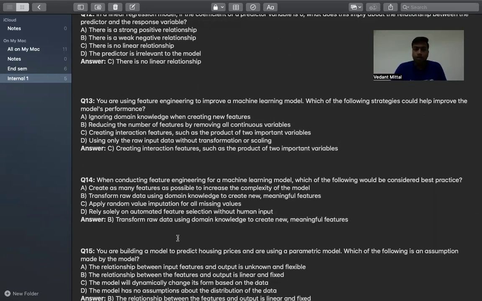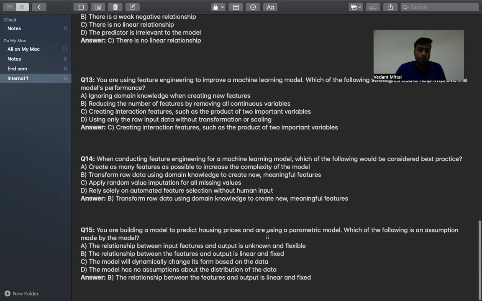Now, the next question is, when conducting feature engineering for a machine learning model, which of the following would be considered best practice? Create as many features as possible to increase the complexity of the model. Transform raw data using domain knowledge to create new meaningful features. Option C, apply random value imputation. Option D, rely solely on automated feature selection without human input. So the correct answer is B, transform raw data using domain knowledge to create new meaningful features.